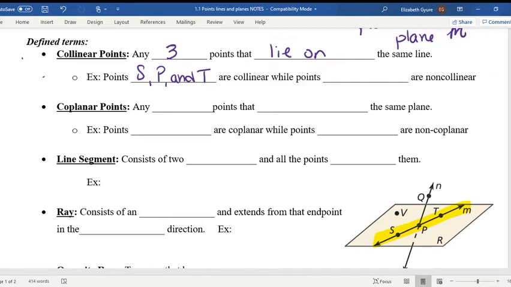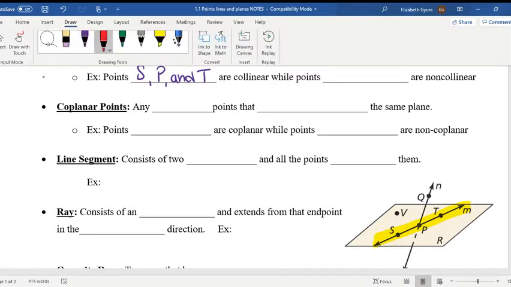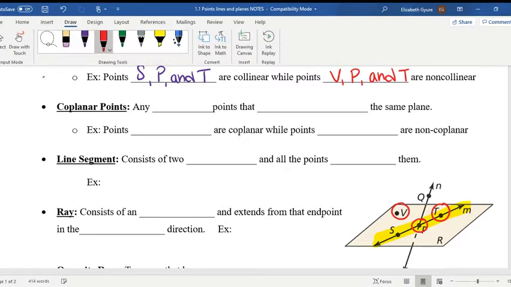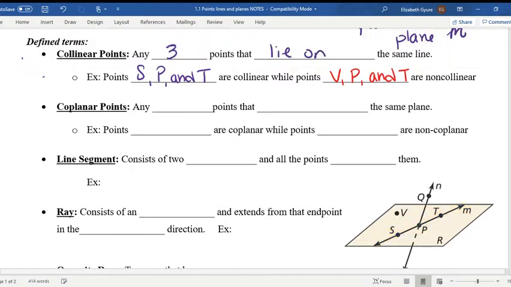So now you can kind of just pick whatever. Any 3 points that aren't lying on the same line could be a good example. Like if you look here, V, P, and T, those aren't all on the same line. P and T are, but V is somewhere else. So that could work. S, V, and P could work. Q, T, and P could work. There's lots of different options. I'm going to go with V, P, and T are not collinear. And if you see an example and you're not sure, just let me know.